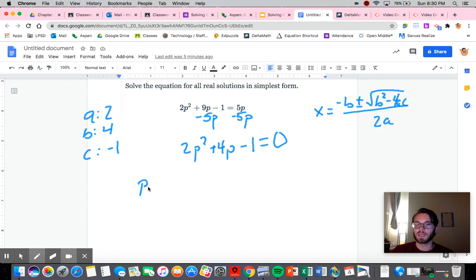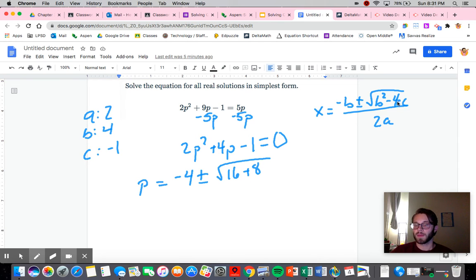So I'm going to just write p instead of x. Now b, as I said, was 4, so it is negative 4 plus or minus the square root. B squared is 16 because it is 4 squared, minus 4 times a, which is 2, so that's 4 times 2 is 8. And then c is negative 1, so minus and minus 8, so plus 8.